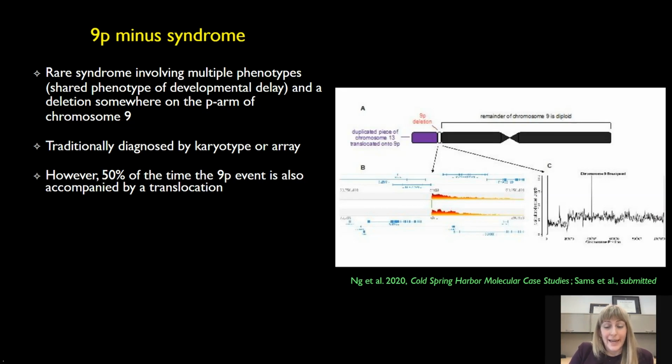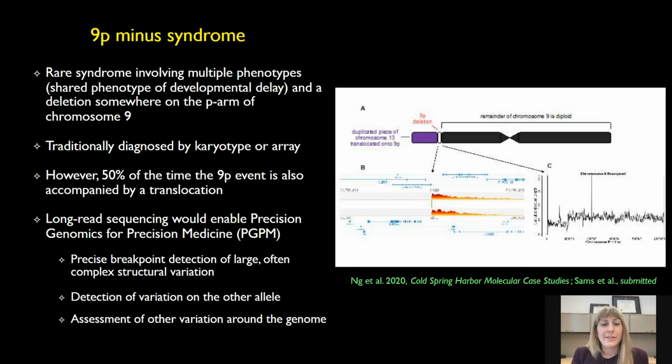At the time, we used 10x Genomics to solve this, but we are now using long-read sequencing. And our ultimate goal is to get to precision genomics for precision medicine, or PGPM, for 9p-. And what I mean by that is that we can get precise breakpoint detection of the structural variation. We can look at the variation on the allele opposite of the deletion. We can look at assessment of variation around the genome. So a complete genomic workup.